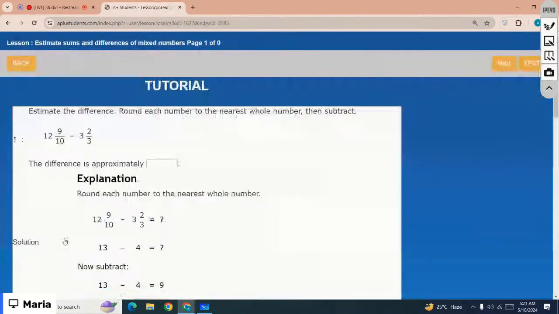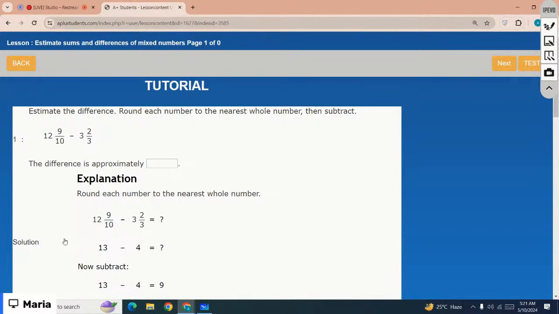Okay, so you have to do 12 whole 9 by 10 minus 3 whole 2 by 3. You have to estimate the difference, right? Round each number to the nearest whole number and then subtract. You have to round them off first, right? And then you have to subtract. How do we round off?